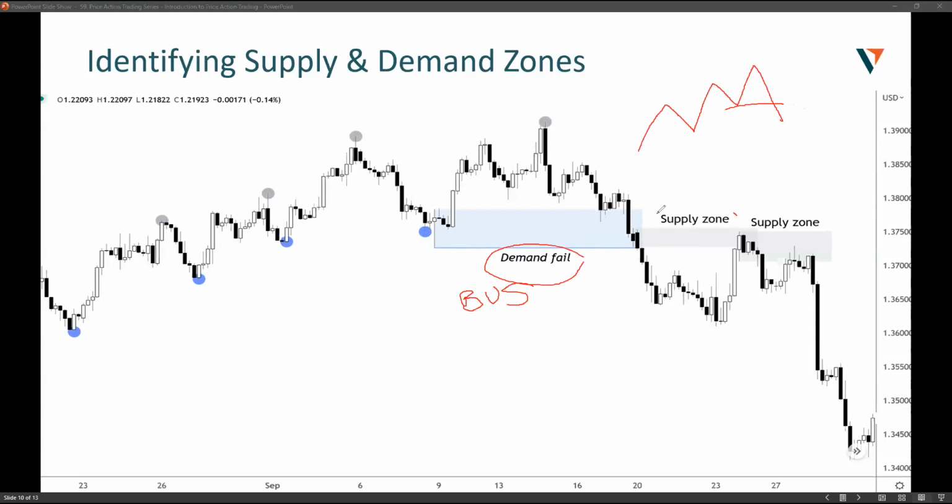When demand fails, it creates supply, and this supply zone is then respected, right? So subsequently, we can see that price tested the supply zone and continued to the downside. But this move down, or the respect of the supply zone, cannot come without this. So it only comes after price breaks below structure. Okay, so I hope it's clear so far. If you have any questions, please feel free to put them under the questions tab.